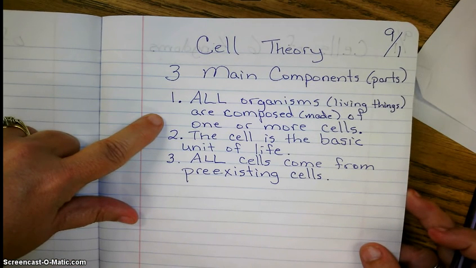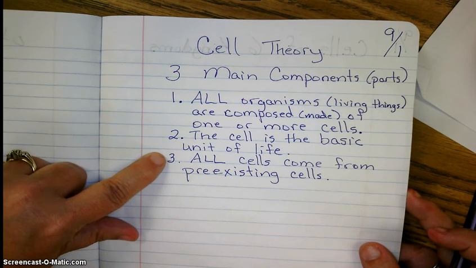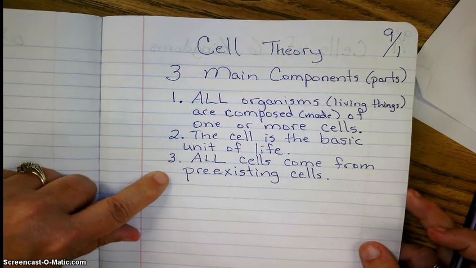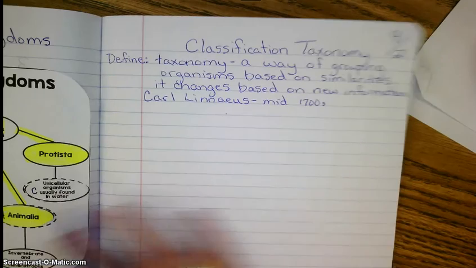And so that's where we talked about the cell theory in all organisms. Living things are composed or made of cells, at least one or more. Cell is the basic unit of all life, and all cells come from pre-existing cells. We probably need to add the scientists' names down there. We may do that next week.